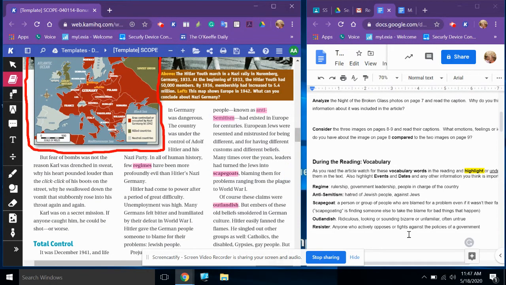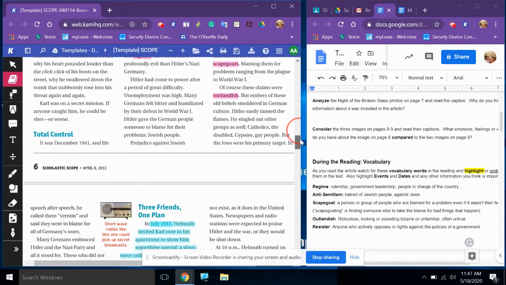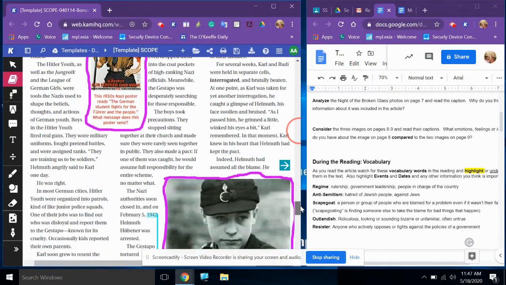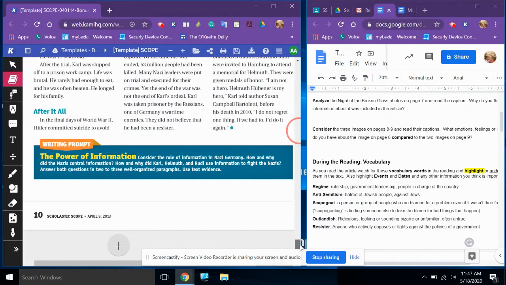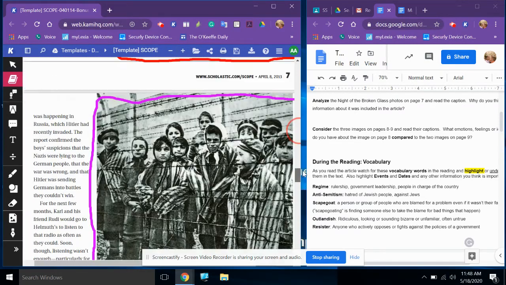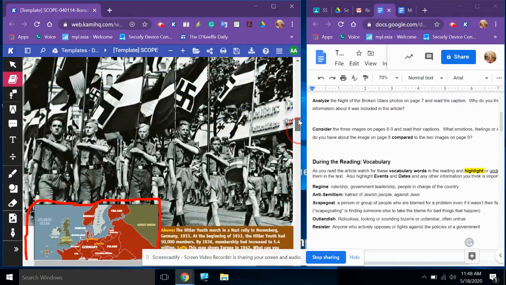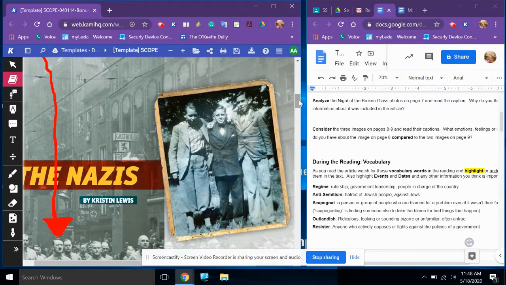During the reading is our next assignment. So we've kind of done our walkthrough. Let's scroll down and see if we've got any other pictures or captions or things we need to look at. Okay, here's a picture of Helmuth at age 17. All right, that's the last picture. So again, we're going to go back up to the beginning now of the story. And it's telling us to watch out for certain vocabulary words as we read the story, and highlight or underline them in your text as you follow along.